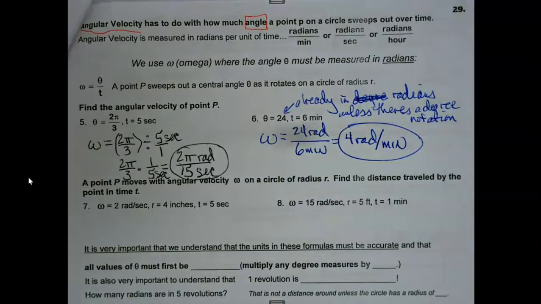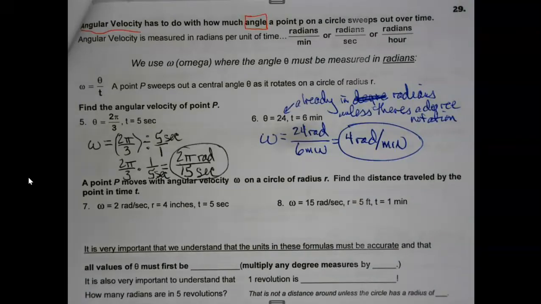Because otherwise I just have 4 per minute. You're like, 4 what per minute? 4 radians, okay? I don't have inches or feet or something like that to use anyway. So that kind of helps me realize that I'm on the right track too. So labels are going to be super duper important.